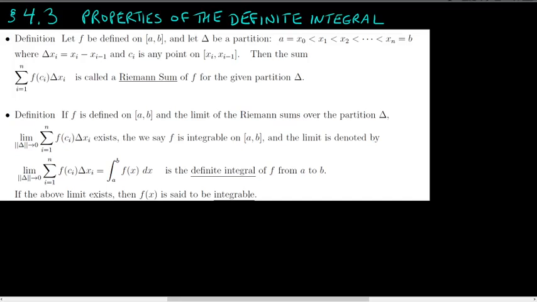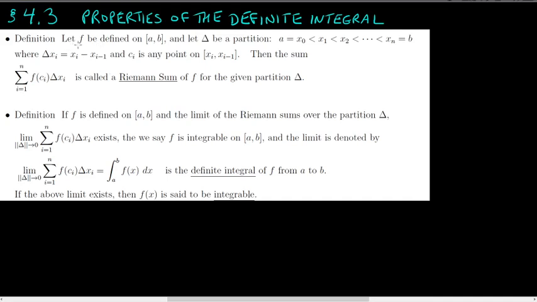Okay, so now I think we can move on to section 4.3, which talks about the properties of the definite integral. And so, without getting into too many details, we do want to define what we mean by definite integral. And we sort of started that in 4.2, but not officially, right? So let's get to the definition. It is kind of a technical one, but I'll try to go through it somewhat carefully here.